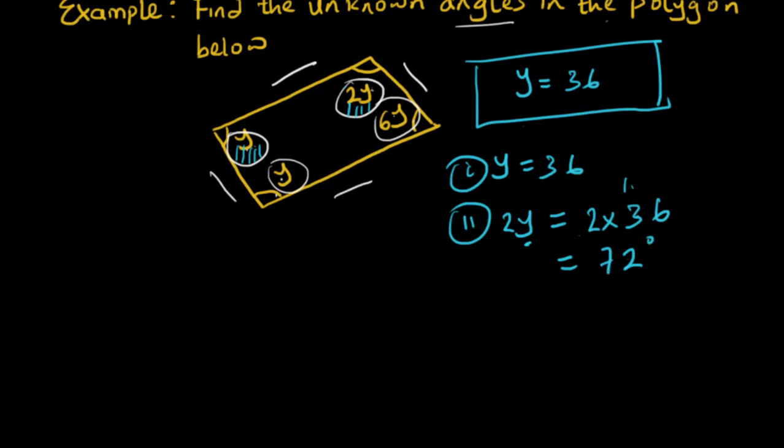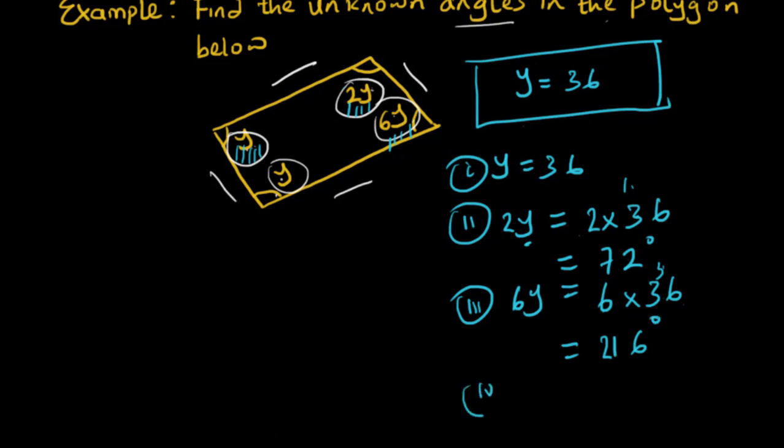Do you understand this? Now the third angle is 6y. So we'll be having 6 times 36. 6 times 6 is 36, so we have 6 carry 3. 6 times 3 is 18. 18 plus 3 should give us 216 degrees. Then the fourth angle is y. So y equals 36 degrees. Now these are the unknown angles.